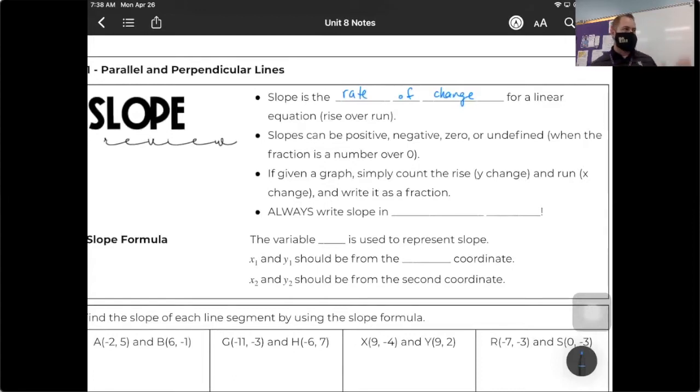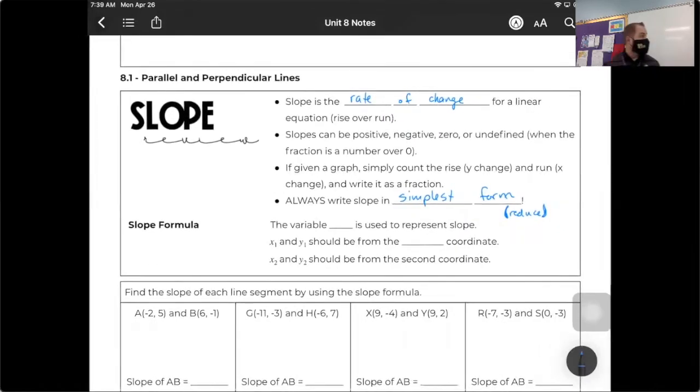When there is no run, it's all rise, because you can't divide by zero, right? You guys have heard that before? You can't divide by zero in a fraction. It doesn't work mathematically. It's impossible to do. It's undefined. If you're given a graph, you're going to simply count the rise, the change in the y values, and count the run and write it as a fraction. And we always write slope in simplest form, meaning fully reduced. We want to reduce the fraction completely. A lot of wording here, but as we go and do the problems, it'll be easier to understand.